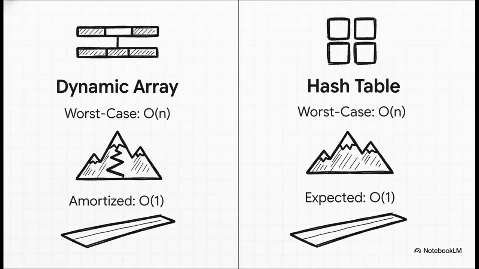And this is exactly why being precise matters so much. You have to specify what case you're talking about. For that dynamic array, the absolute worst case for a single append is O of n, but the amortized cost is O of 1. You see the same thing with hash tables. The expected time to get an item is O of 1, but the worst case, if everything collides, is O of n. Knowing the difference is critical.